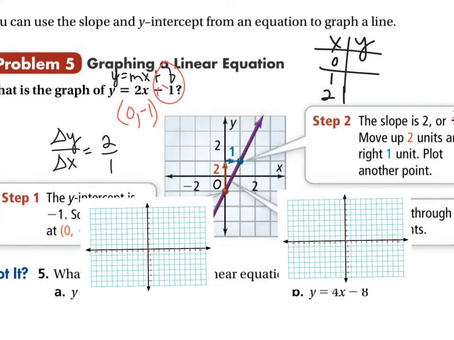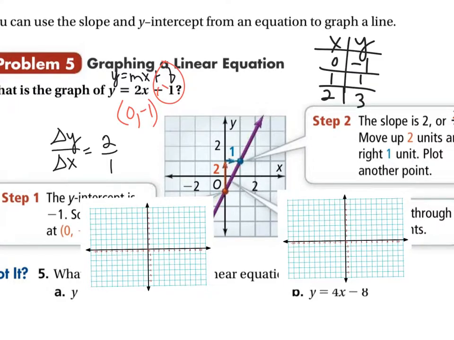If you put a 0 in for x, you get -1. If you put a 1 in for x, I would recommend working this out to the side. I'm just going kind of a quick mode here, but if you put a 1 in for x, that'll be 2 minus 1, which is 1. If you put a 2 in for x, 2 times 2 is 4, minus 1 is 3.